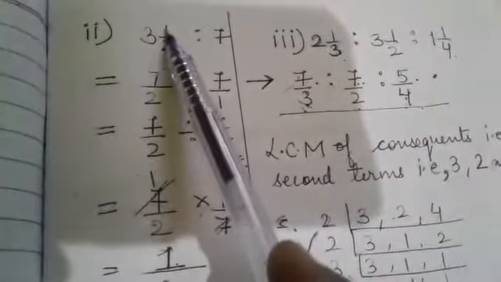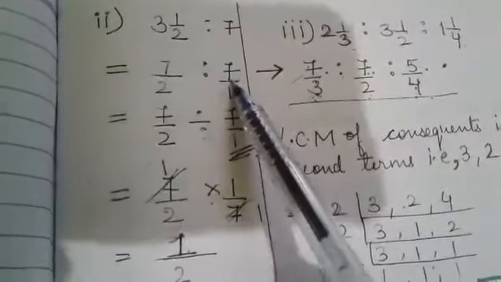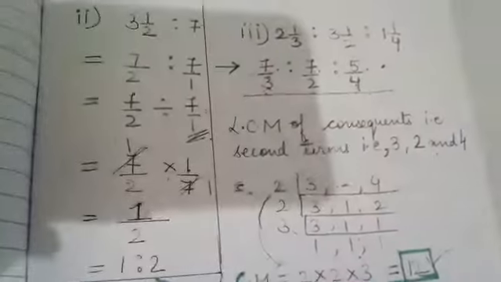Okay. So next is also of the same kind. We have done it. 3 2s are 6, 6 plus 1 is 7, 7 upon 2 is to 7 by 1. Divide by the second term, take reciprocal. 7 7 gets cancelled. 1 1s are 1, 2 1s are 2, 1 is to 2.